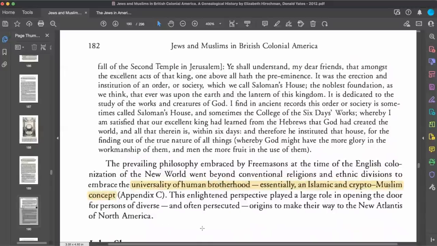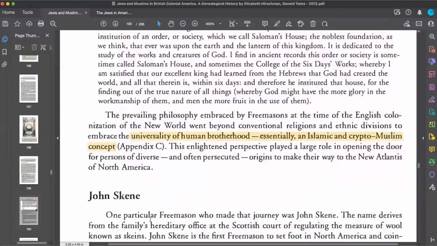This enlightened perspective played a large role in opening the door for persons of diverse and often persecuted origins to make their way to the New Atlantis of North America. Where's the old one? It's the same one.